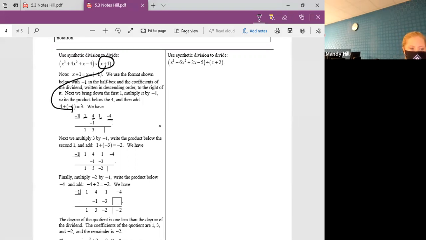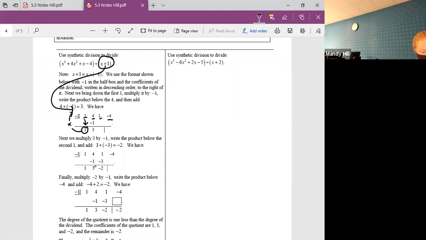Okay, so the first step after you do that is to bring this 1 straight down. So you brought the 1 straight down. The next thing that you want to do is take this 1 and multiply it by whatever's in front here. So 1 times negative 1, well, that gets you the negative 1 that they've got right here. Okay, then you add these two numbers. 4 plus negative 1 is 3.